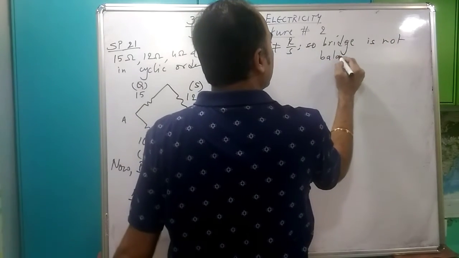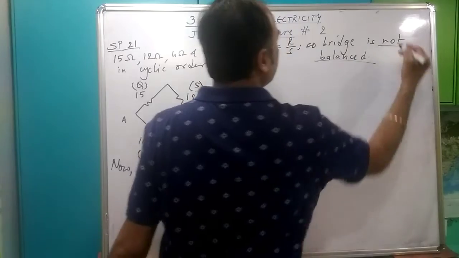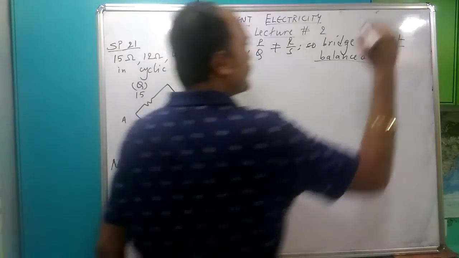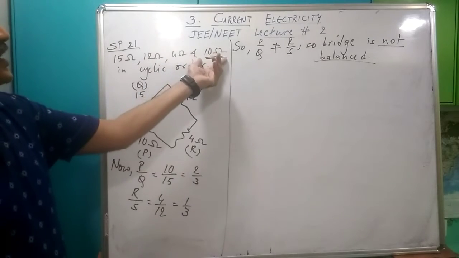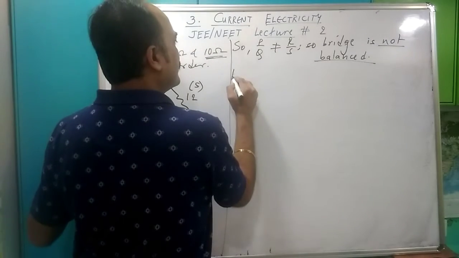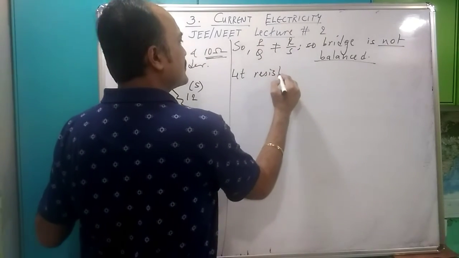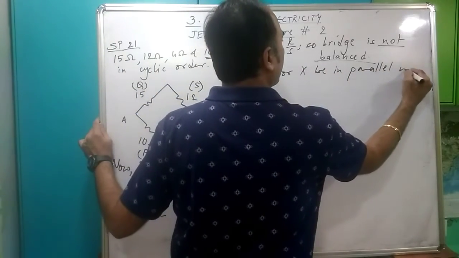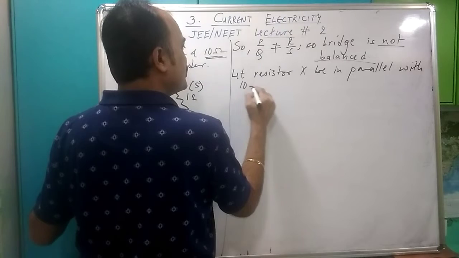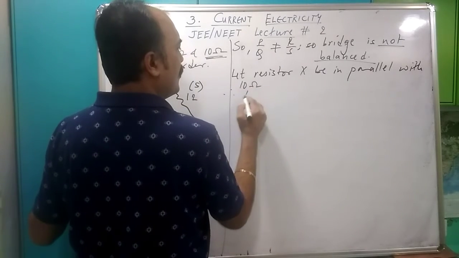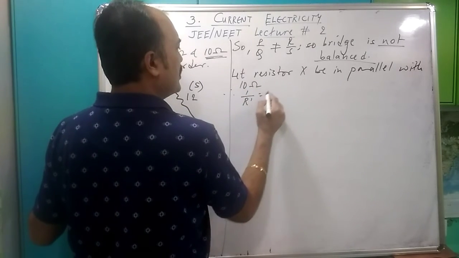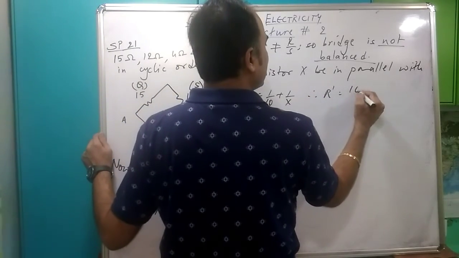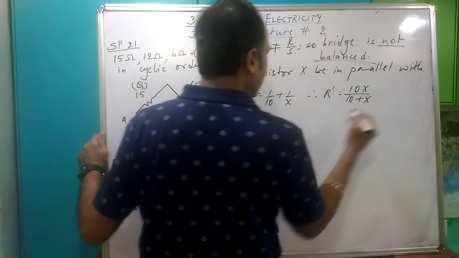That's the first question. Is the bridge balanced? No, the bridge is not balanced. Now they've asked us to connect something in parallel with 10 ohm. Let resistor X be in parallel with 10 ohm. So what would the combination be like? So 1 by R dash would be 1 by 10 plus 1 by X, which would give me R dash is 10X over 10 plus X.